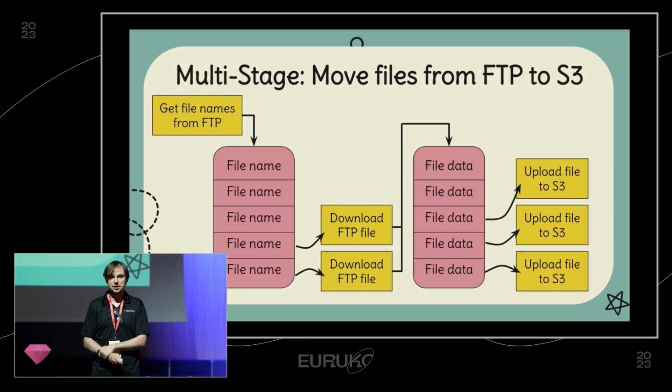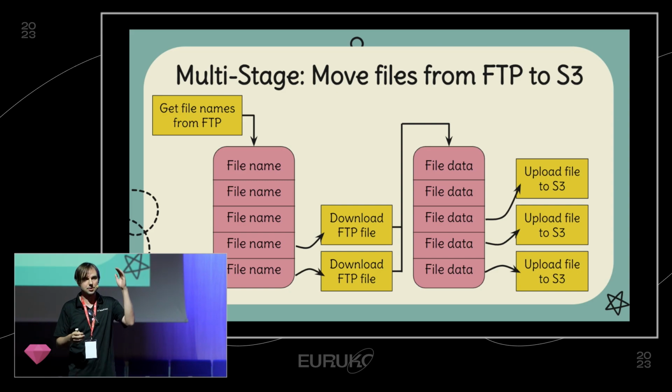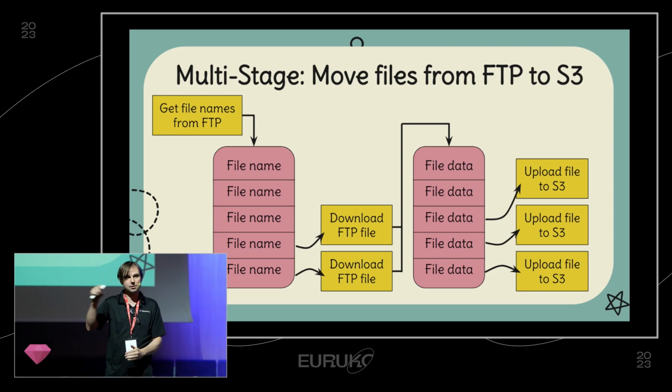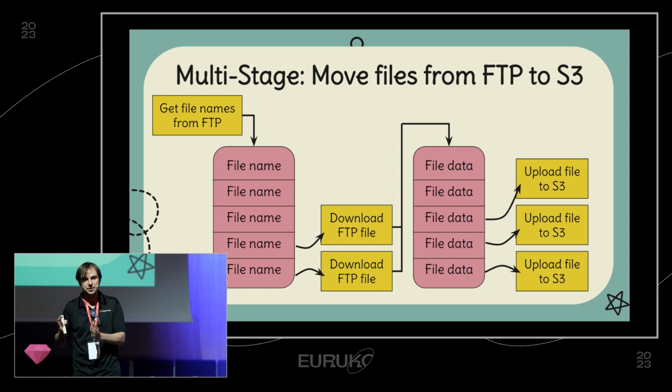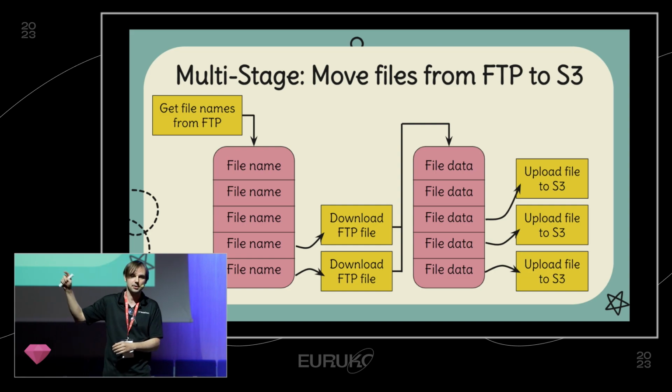So let's see what this looks like. Oh, actually, firstly, just substituting the names. So getting files from FTP. In this case, I'm just getting the file names to download. That's what's going to be in my first queue. I'm going to download each of those files, take the data, put it in the second queue, and then with the actual data, the byte data of the file, I'm going to upload that to S3.